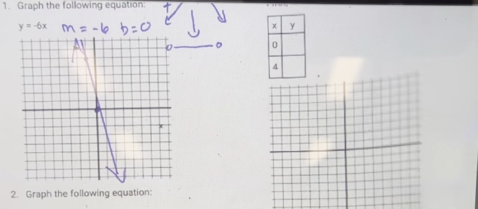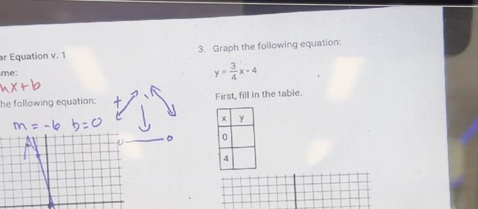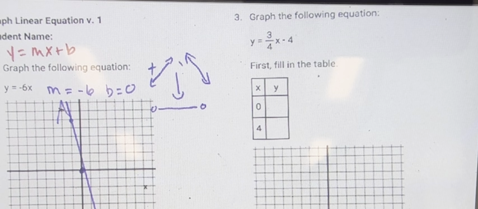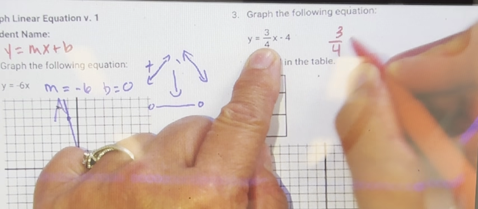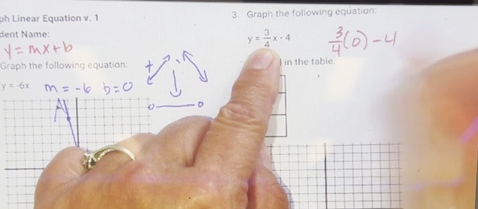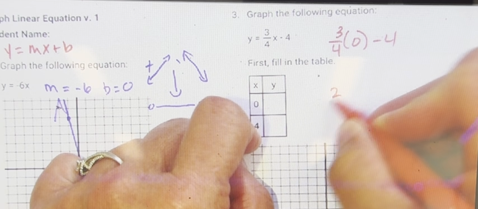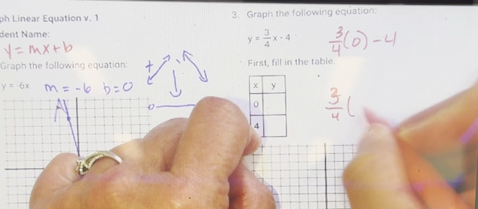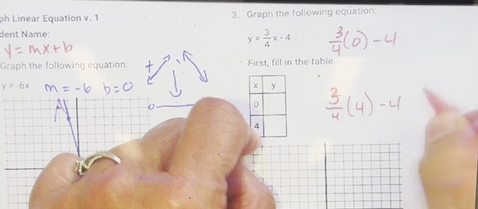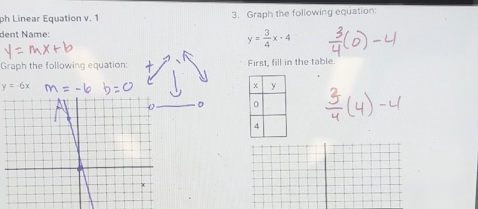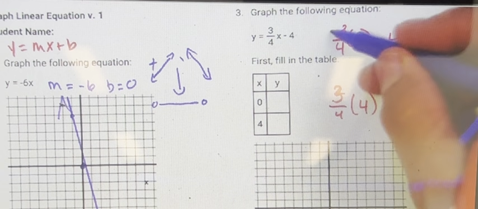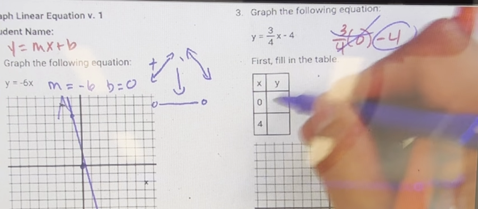Okay, 3, 4, and 5, we have a table. So you can fill out the table doing the math in your head or by calculator, either way. 0 is the easiest one. So if I'm putting 0 in for x, so I have 3/4 times 0 minus 4. What's anything times 0? 0, it's gone. So all of that's gone, and I end up with just -4.